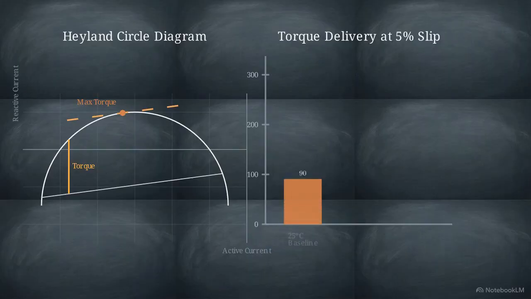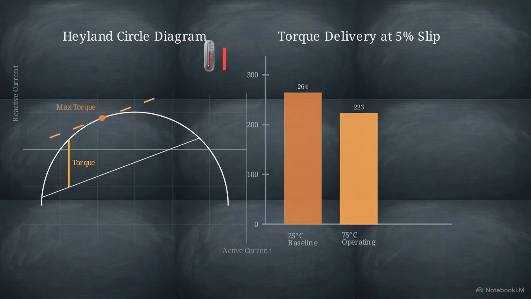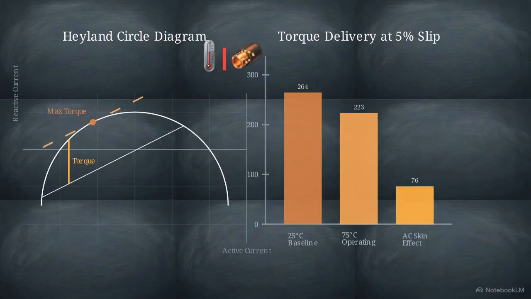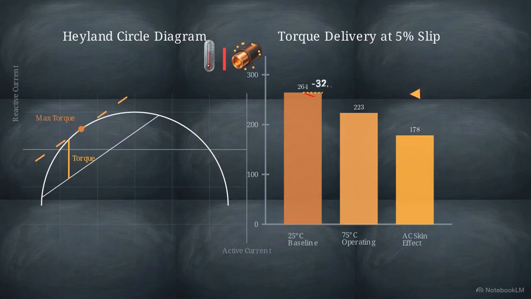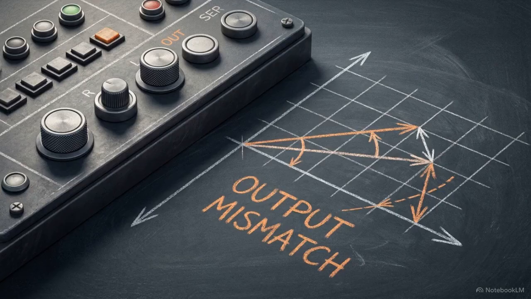The cold, 25-degree baseline outputs 264 Newton-meters of torque. But at an operating temperature of 75 degrees, that drops to 223. Factoring in the AC skin effect pulls the actual delivery down to just 178 Newton-meters. Failing to correct for operating temperature and skin effect will cause you to overestimate actual torque delivery by over 30%. Pure DC resistance values do not provide an accurate prediction of real-world industrial output.